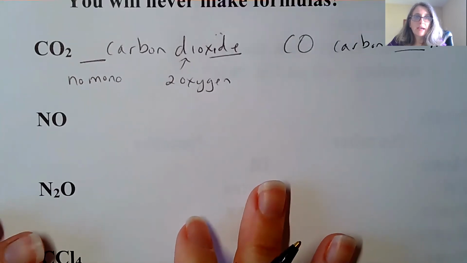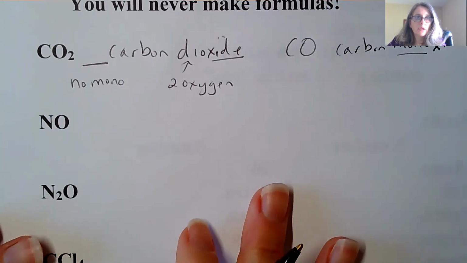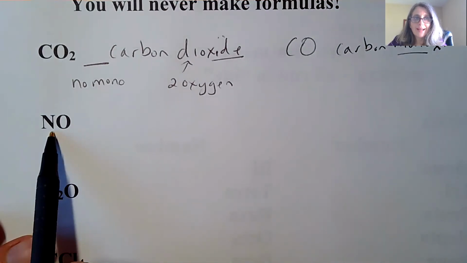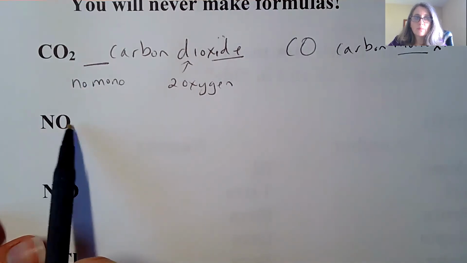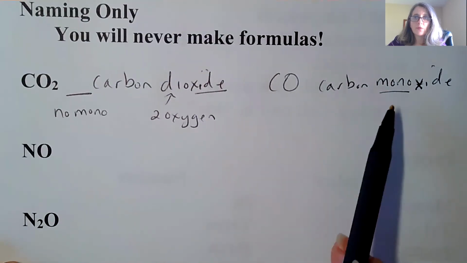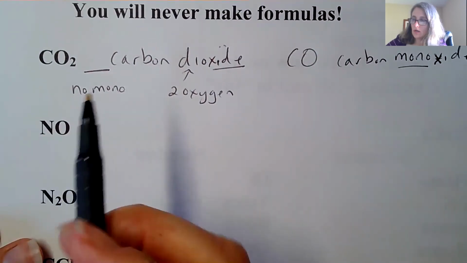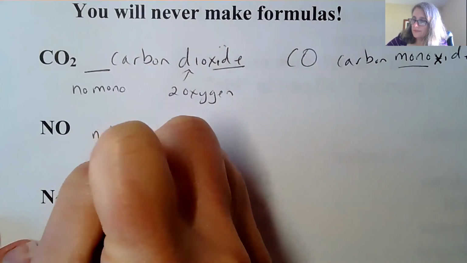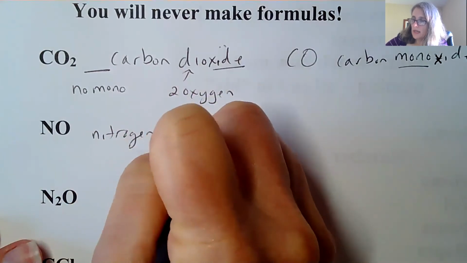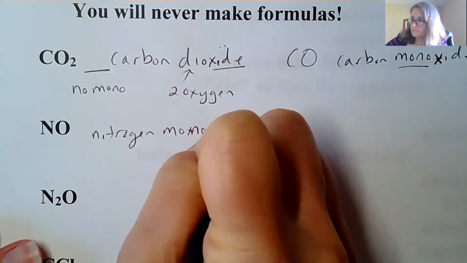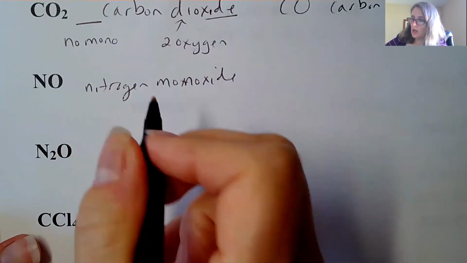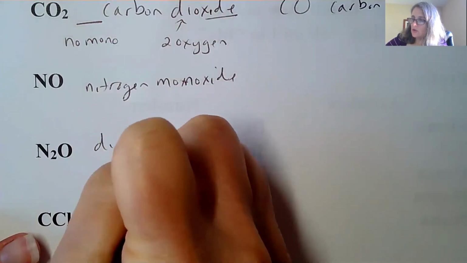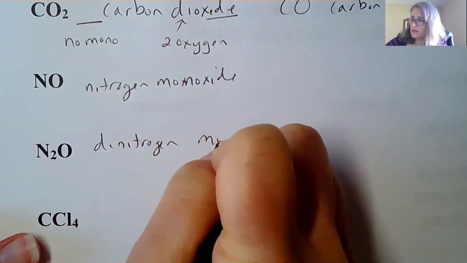So if I happen to have that first element, if it doesn't have more than 1, I don't use mono, but I do use mono for the second element. So this would be called nitrogen monoxide. While the N2O would be called dinitrogen monoxide.